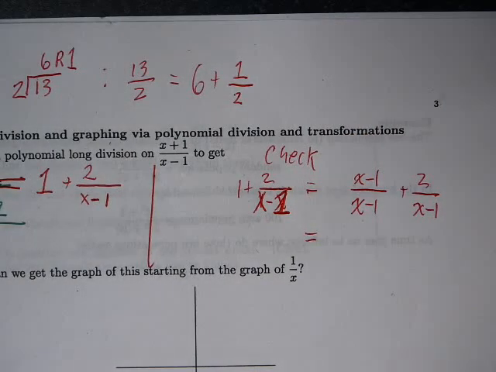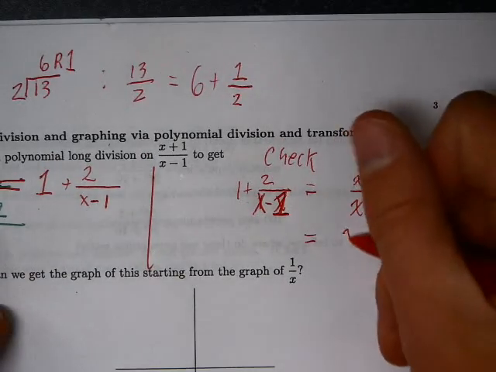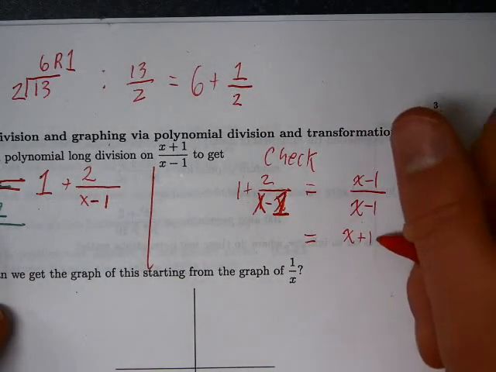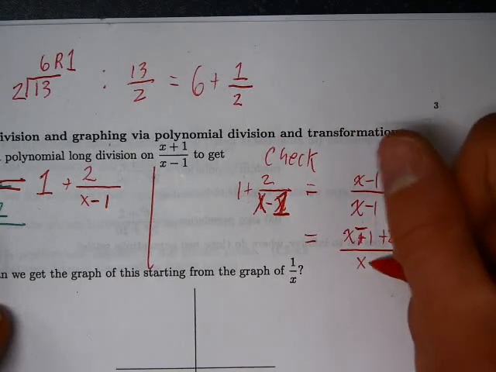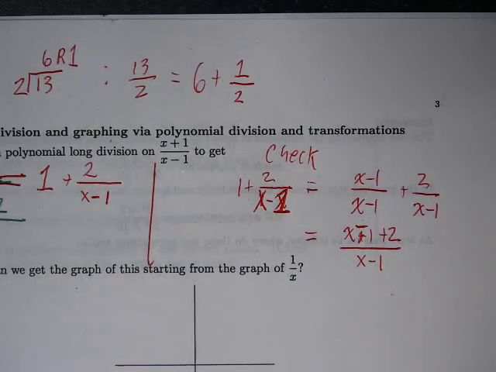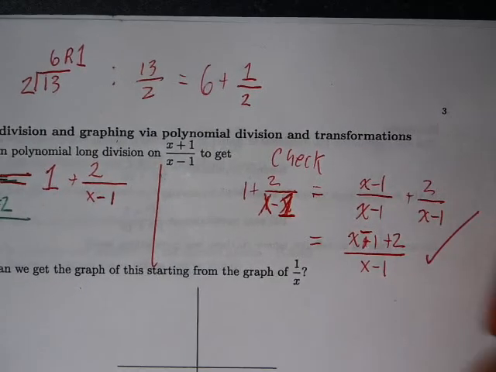And let's see, you want to simplify that. Now the denominators are the same, so it's easy to add fractions. So that's x minus 1 plus 2 divided by x minus 1. But what does that numerator simplify to? x plus 1. Does that equal what it has to equal for this to be correct? Yeah. So with this check out of the way, I'm happy.